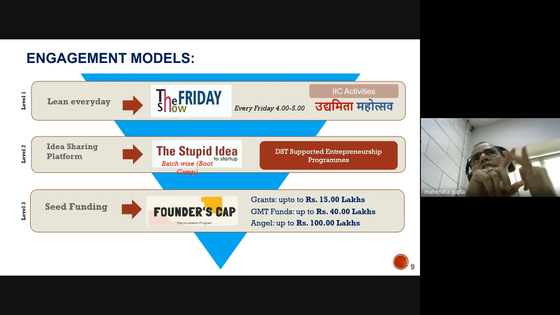Similarly, the Ministry of MSME provides 15 lakh rupees of grant-in-aid for innovations. So these are the three primary programs. And then the Department of Biotechnology, because of the medical domain, provides up to 50 lakh rupees of seed funding.